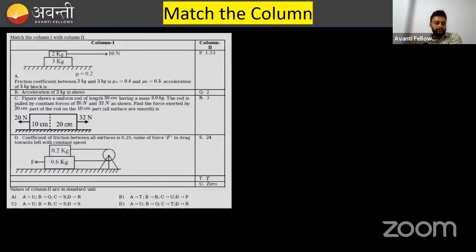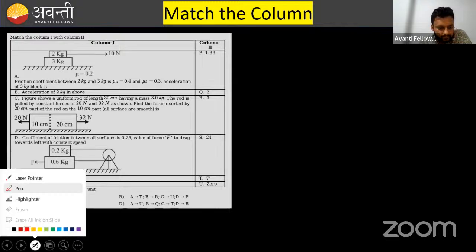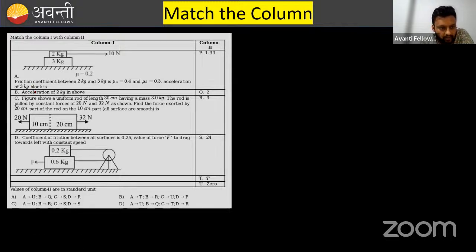Okay, this is the column matching, and in this question some one, two, three diagrams are given, and we need to find, some question is also mentioned there: acceleration of 3 kg block, acceleration of 2 kg block. Okay, first of all we should deal with the first diagram na.